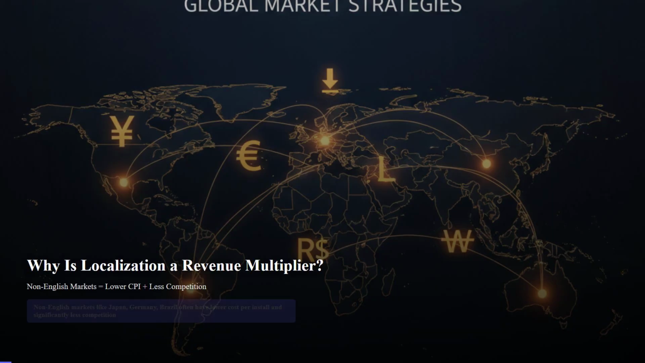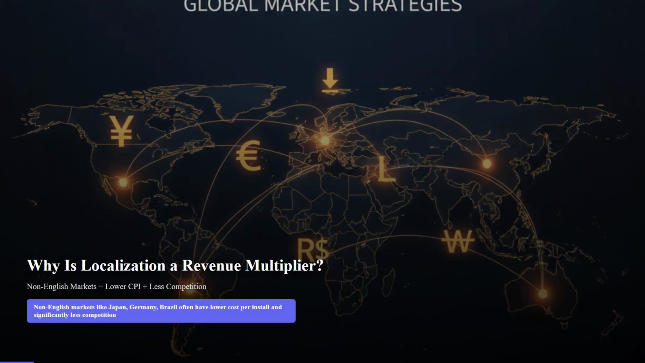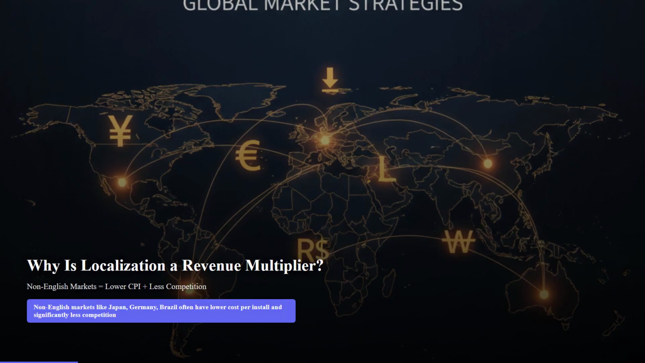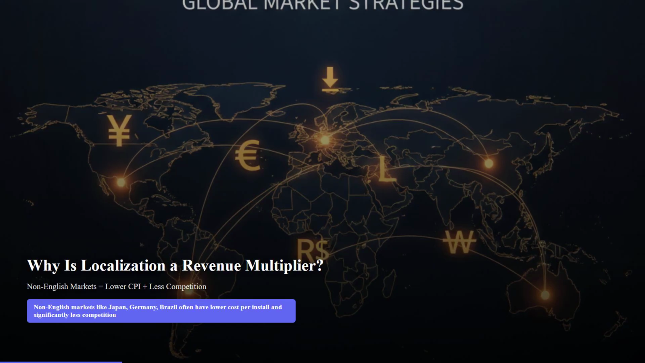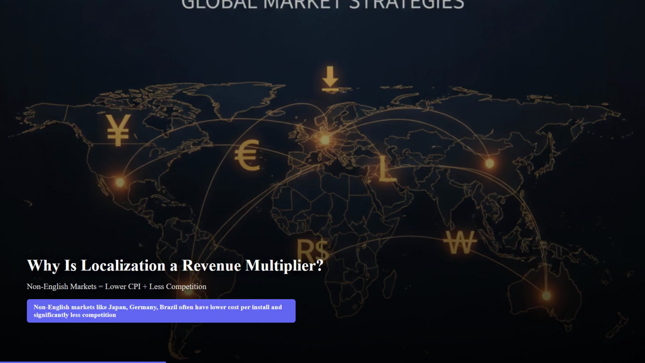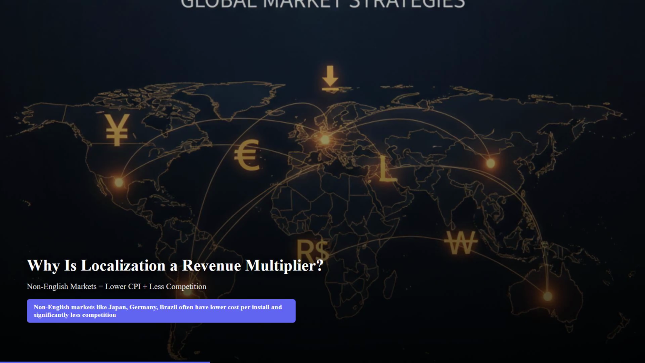In 2026, releasing an app in English only is leaving serious money on the table. Non-English markets like Japan, Germany, Brazil, and South Korea often have lower cost per install and significantly less competition. The strategy is straightforward. Use a generator with built-in translation so you don't retype captions into 30 language variants manually.